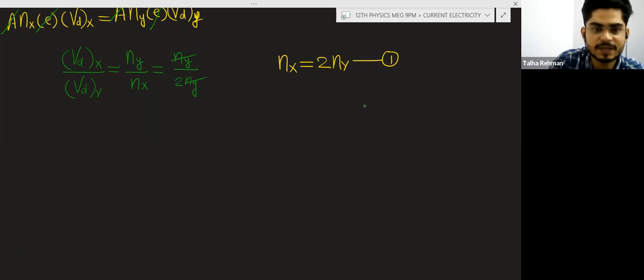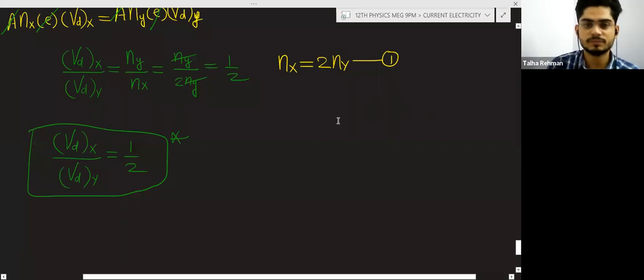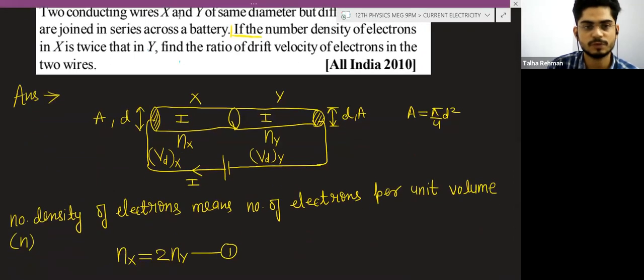This n and n cancel out. You will get the ratio of drift velocity as 1:2. So ratio of drift velocity in wire X to drift velocity in wire Y, you will get 1/2. So this is your final answer. So in this way you will solve the question.